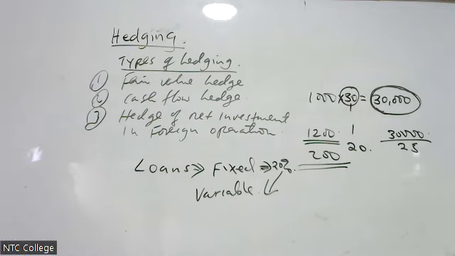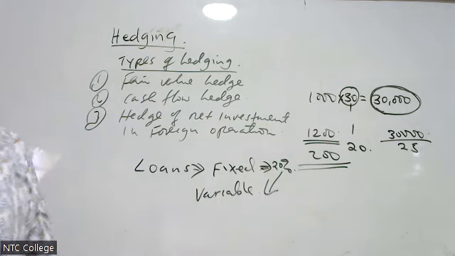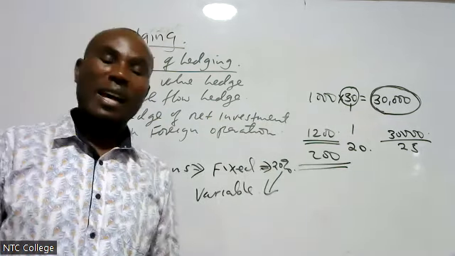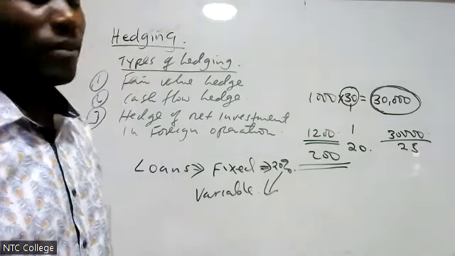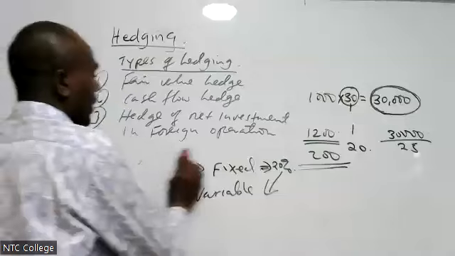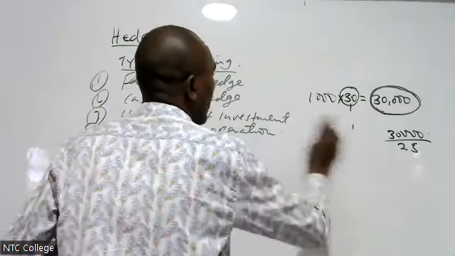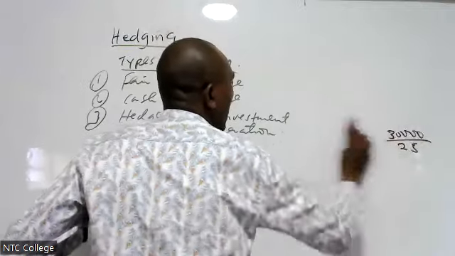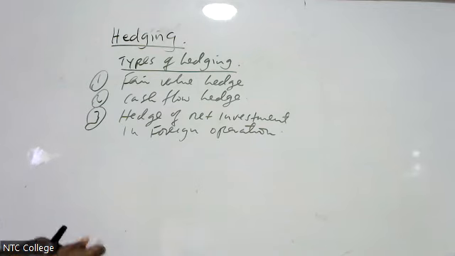Then hedge of net investment in foreign operation is what we are saying. For example, you want to mitigate against the foreign exchange rates. Therefore, you do what we call also hedging there. Those are the major three types of hedge. Now, let's go to the next item called conditions for hedge accounting.